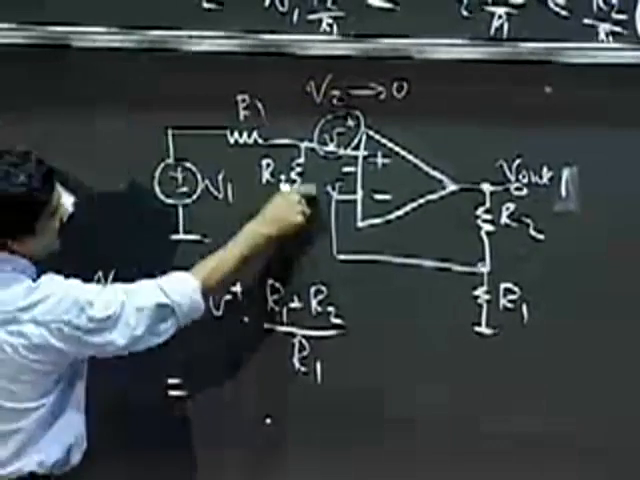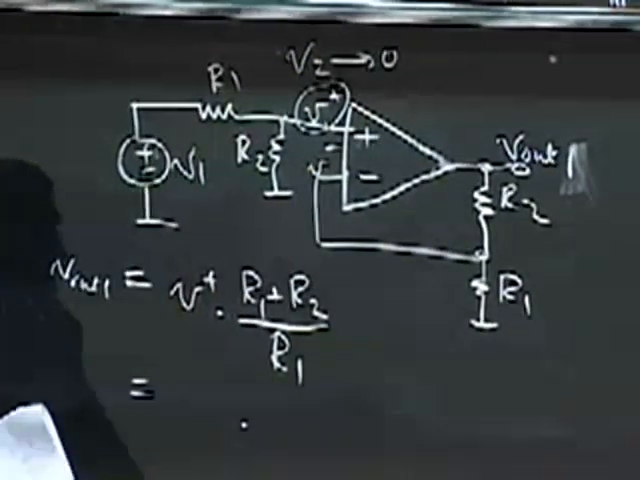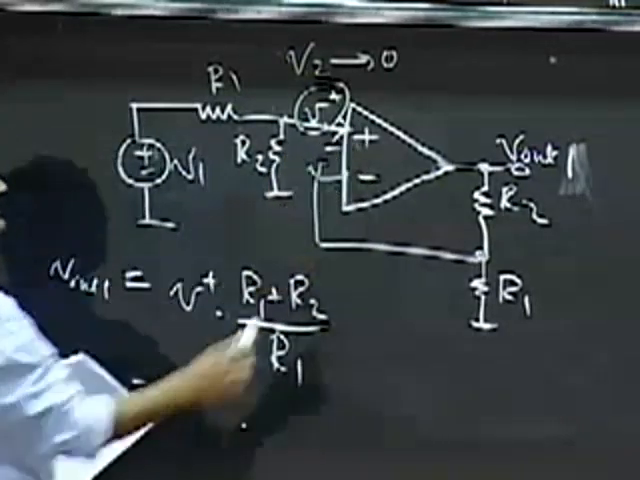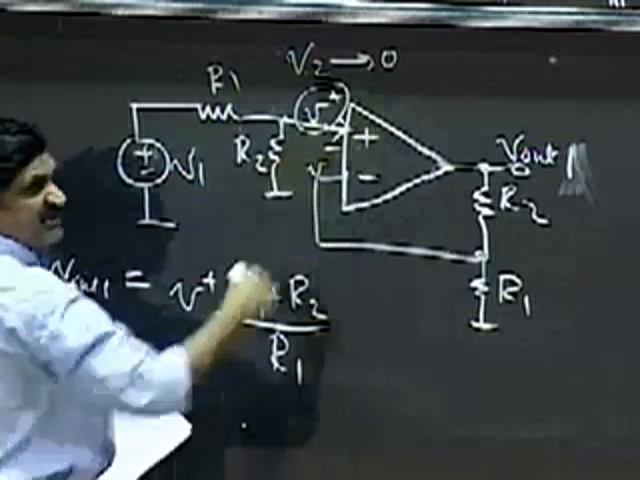And I know V plus too. V plus is simply a voltage divider action here. I can take a simple voltage divider action here because the current going in is 0. So looking in here, this is as if it's an infinite resistance.